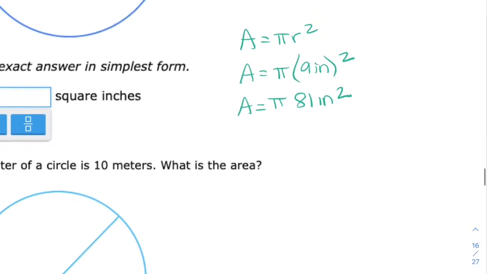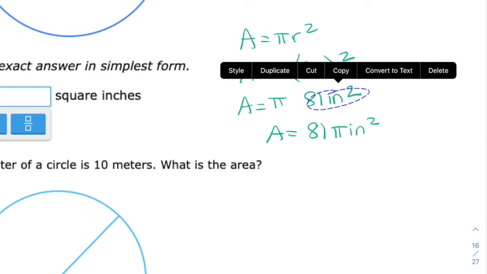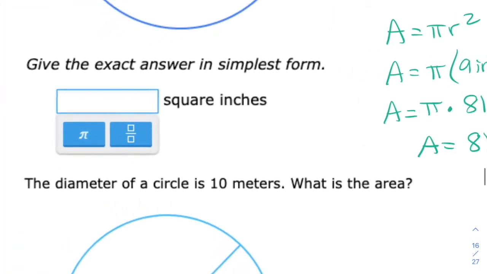And what we want to make sure we do is we rearrange it. We're going to say it's 81 pi inches squared, because we always want to put the number first. Now it wants it in simplest form, which is in terms of pi. So this is going to be 81 pi square inches.